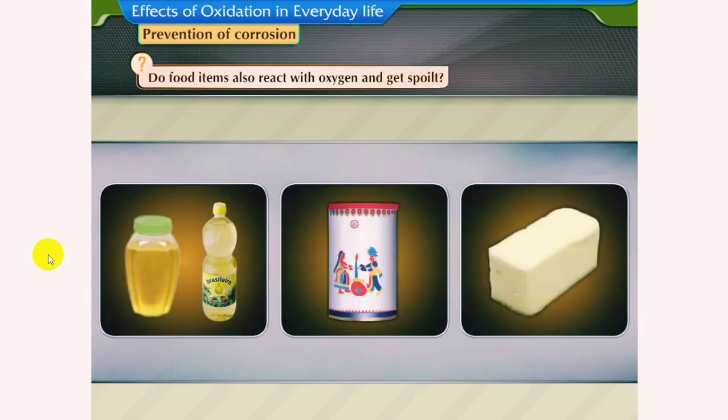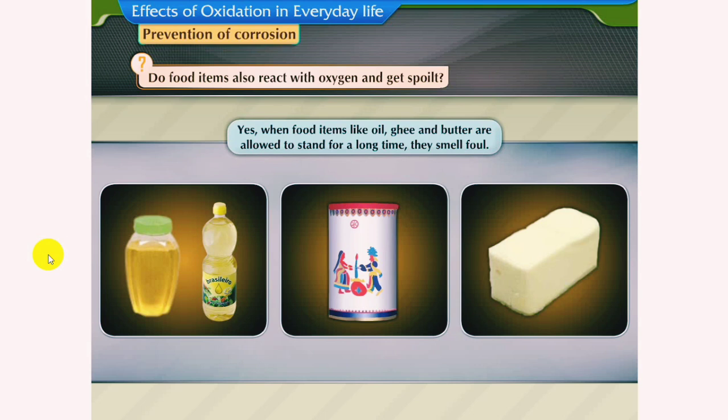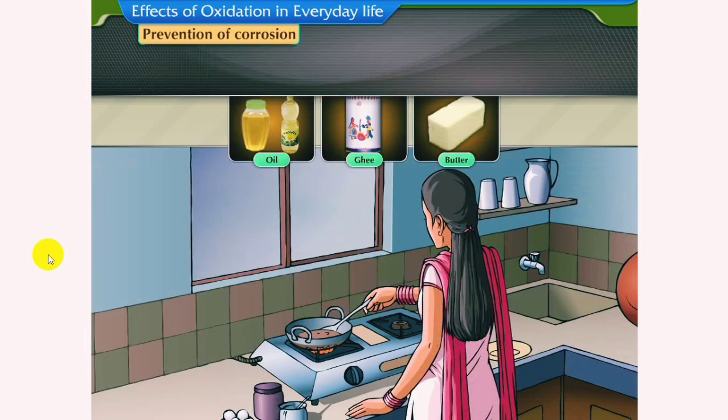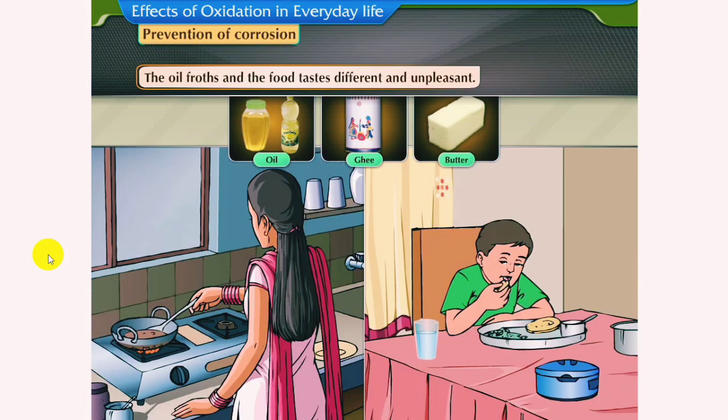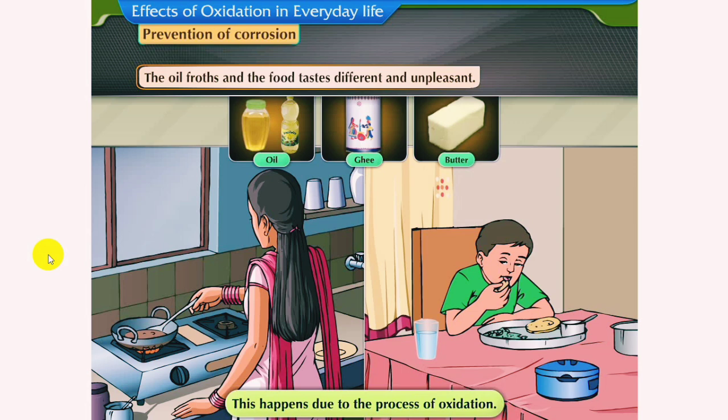Do food items also react with oxygen and get spoiled? Yes, when food items like oil, ghee and butter are allowed to stand for a long time, they smell foul. If food is cooked in such leftover oil, ghee or butter, the oil froths and the food tastes different and unpleasant. This happens due to the process of oxidation.